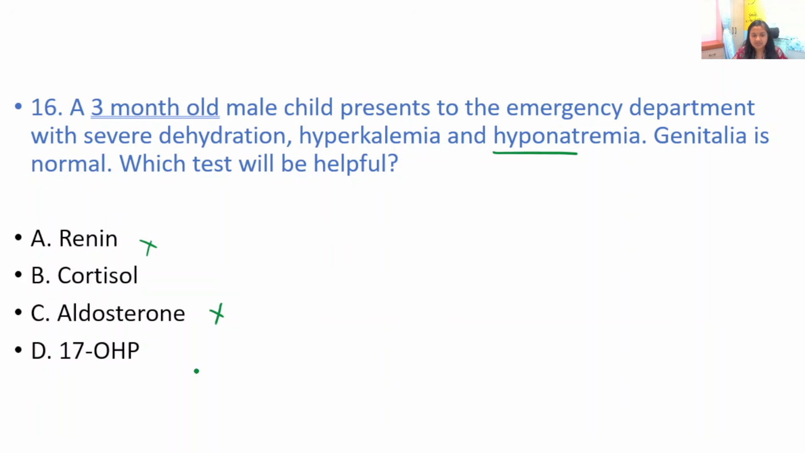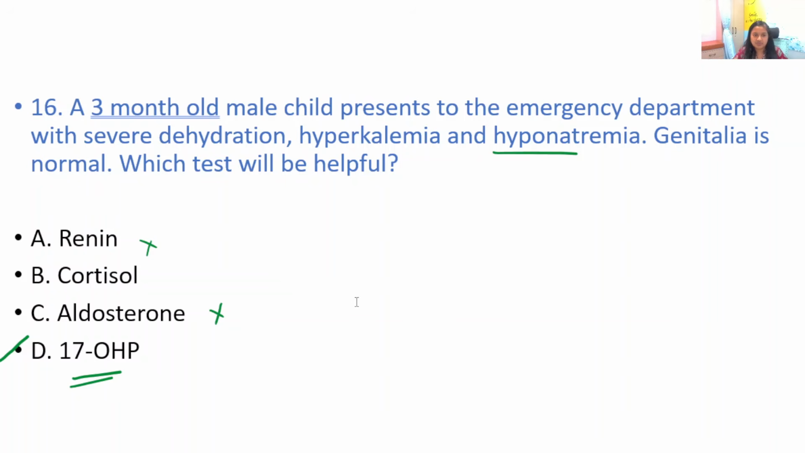Okay, 17-OHP is a screening test for congenital adrenal hyperplasia. 21-alpha hydroxylase is the most common, which presents with hyponatremia, hyperkalemia. It can present with adrenal insufficiency, severe dehydration and shock like picture clinically. So when you are suspecting congenital adrenal hyperplasia, 17-OHP is the screening test you can send. So here the answer is 17-OHP.